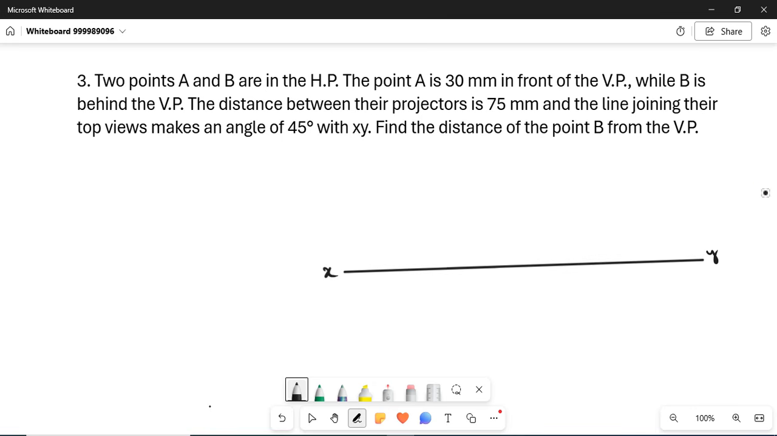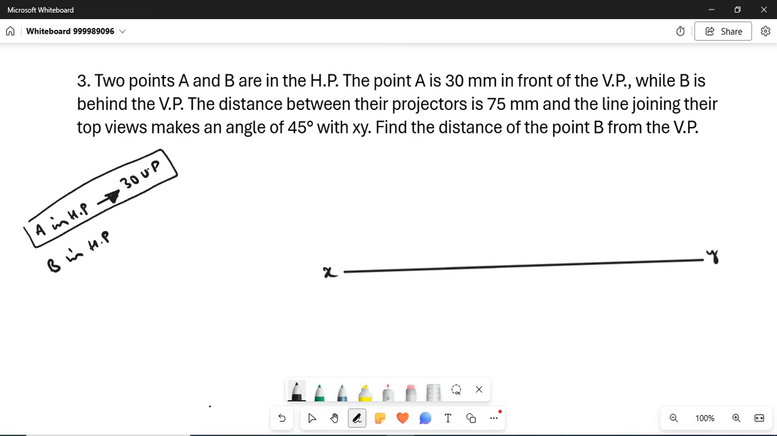So read the problem first of all. Two points A and B are in HP. Now we can write here individually. The point A is in the HP. So B is also in the HP. And the point A is 30 mm in front of VP. So it is 30 mm in front of VP. So first of all, focus on the A point.